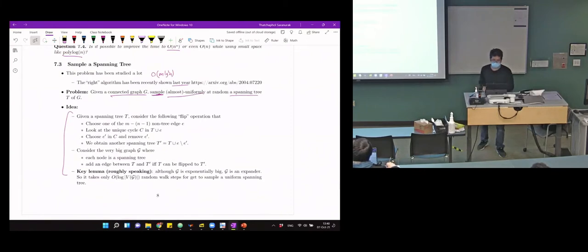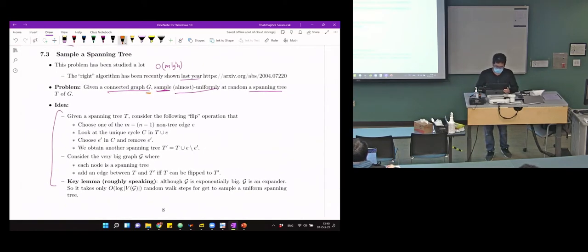The last thing I want to tell you quickly is about sampling a spanning tree, where you are given a graph G, and you want to sample uniformly a spanning tree in the graph. And now I'm going to tell you a super simple algorithm.